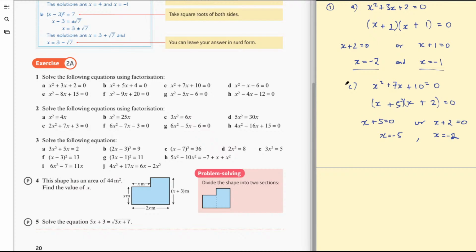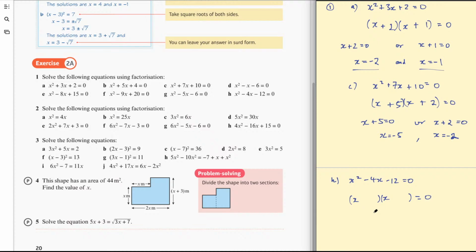So that's part C, and then let's do H. X squared take 4x take 12 equal to 0. Looking for the factors of negative 12 that add to negative 4. Well, first, what I usually do is just draw my brackets in. I know the first terms must be x, because we don't have a coefficient of x squared. Now the factors of 12 that make 4.